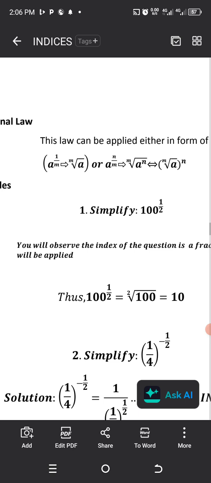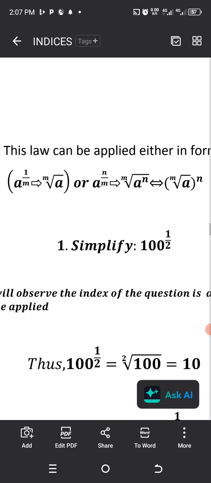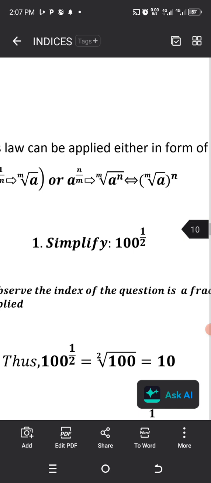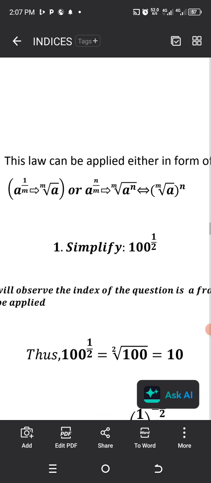So now you can see, when a raised to power n divided by m, the other way around you can write it is a raised to power n. Let me zoom in: everything inside the square root of m. So you first find the square root of a with respect to m, then you multiply it with raised to power n. You will have a better understanding of this when we begin to solve samples under this law.